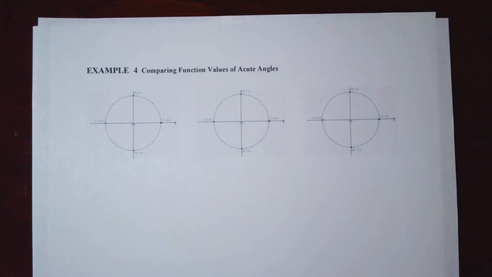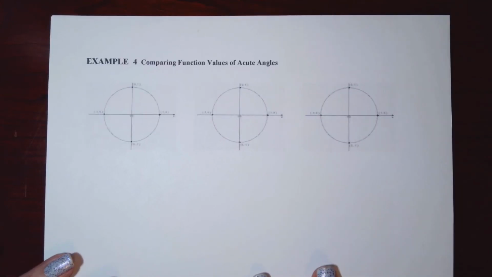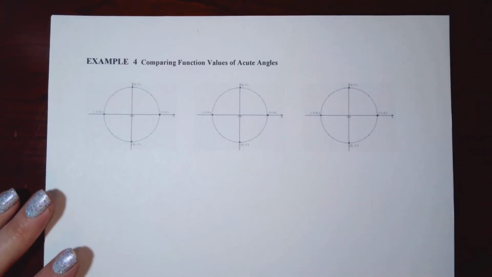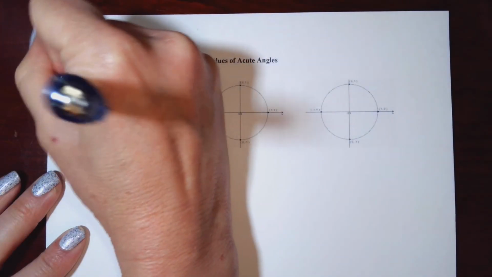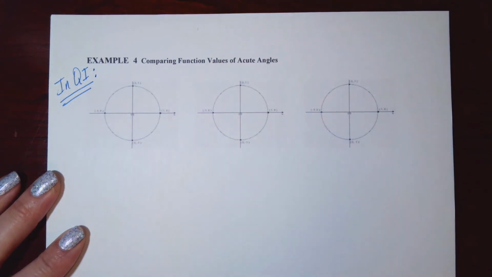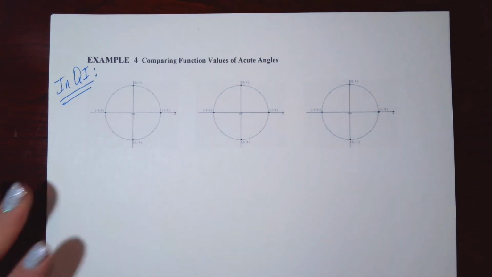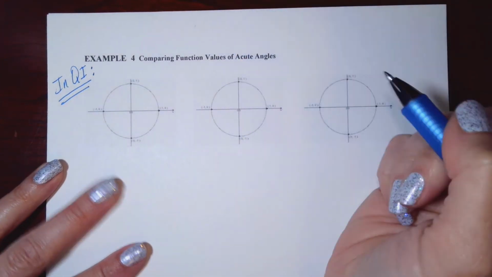Okay, we're going to be comparing function values of acute angles. As we rotate through, what is happening to our sine, cosine, and tangent function values? We're going to keep it restricted to those three main trig functions, and we're going to be focusing right now particularly on quadrant 1, because as we move around the full circle, things change, but we are going to be focusing in particular on quadrant 1.